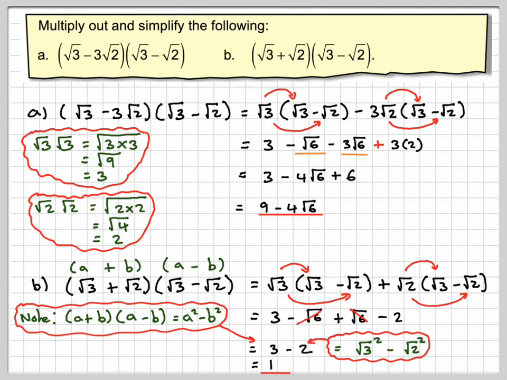Okay, this is particularly useful for what we're going to go on to do next, which is called rationalizing the denominator, because with surds we don't like to have square root signs in the denominator of an expression.